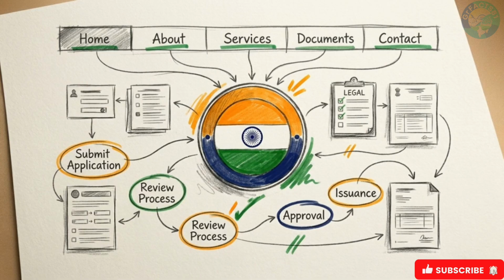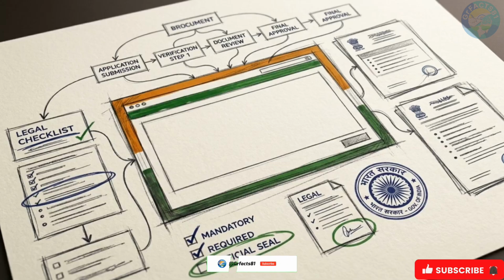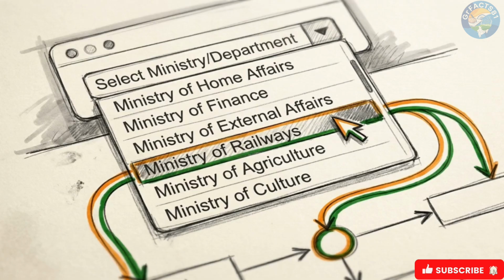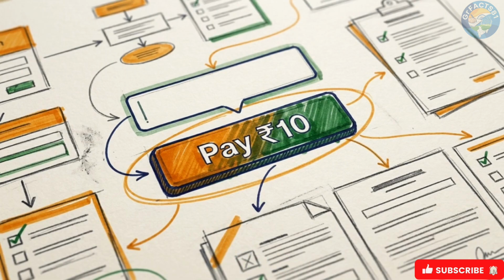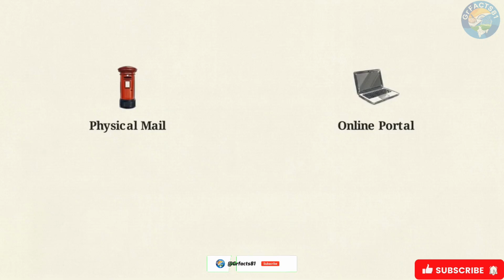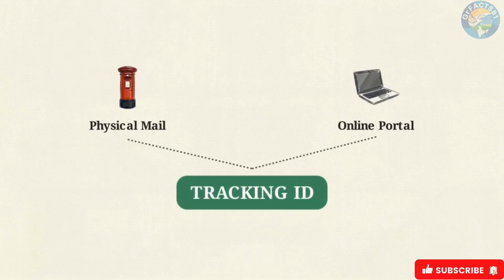This is the official RTI Online Portal India interface. If you choose the digital pathway, you will submit your request directly through this site. Use the portal's drop-down menus to select the correct ministry or department that holds your required records. Paste your cleanly drafted bullet points into the main text box and complete the transaction using the 10 rupee digital payment gateway. Whether you mail a physical letter or click Submit online, securing your official tracking number is the critical action. That receipt locks in the government's legal deadline to respond.